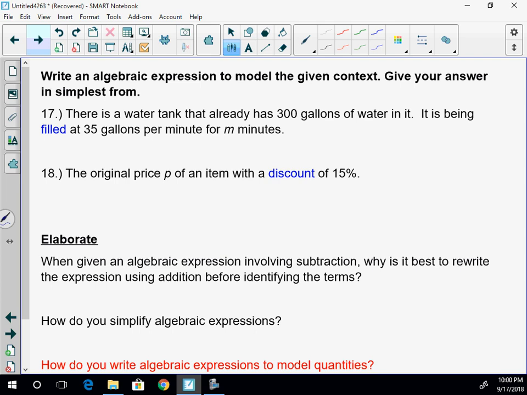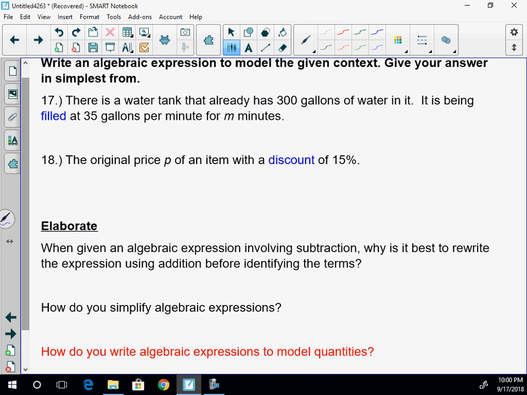Okay, writing those in an expression to model the given context. Give your answer in simplest form. And we're almost done here. All right. There is water in a tank that already has 300 gallons of water in it. It is being filled at 35 gallons per minute for m minutes. We are writing an expression to model it in context. All right, well, I want to write an expression that will help me figure out how much water will be in after m minutes. Okay, so how much water is already there? 300 gallons. If I'm filling it, am I adding to it or subtracting? Obviously, I'm adding to that 300 gallons.